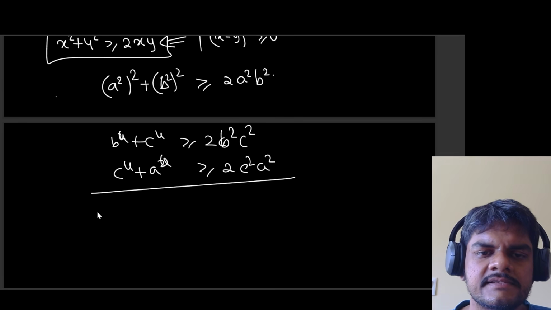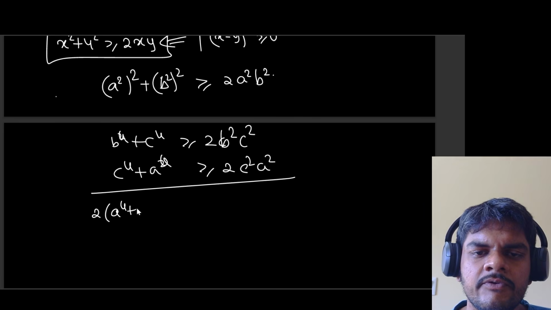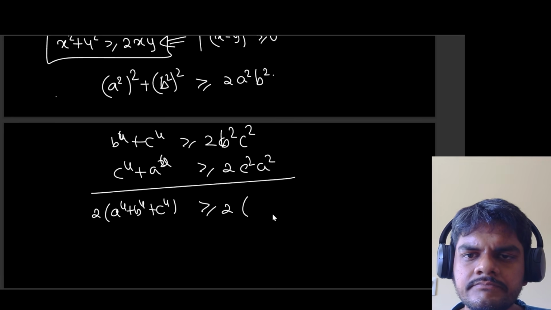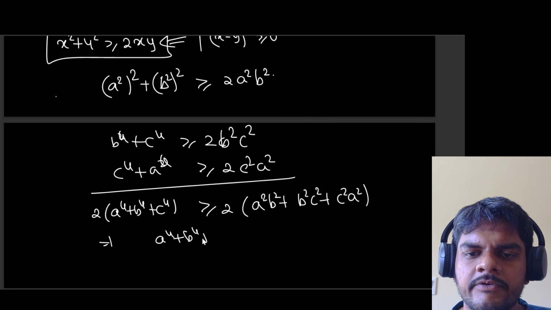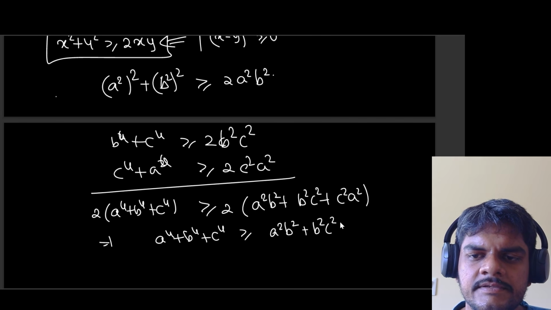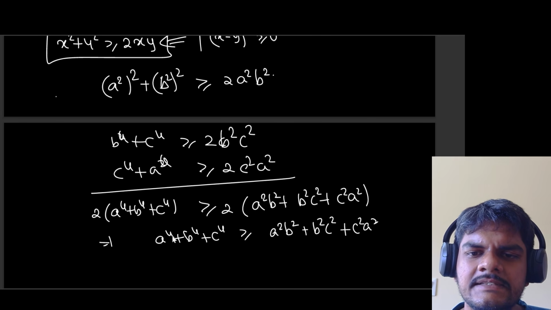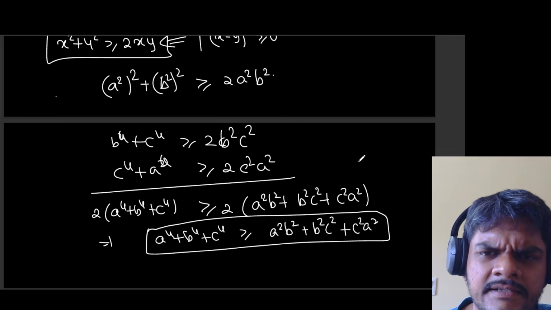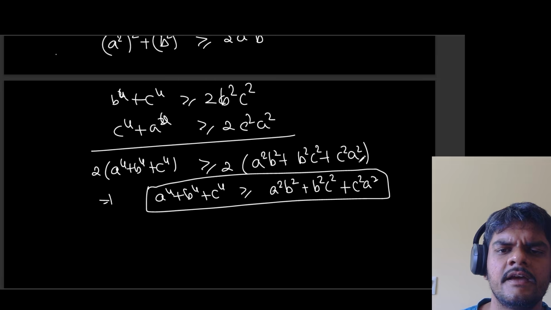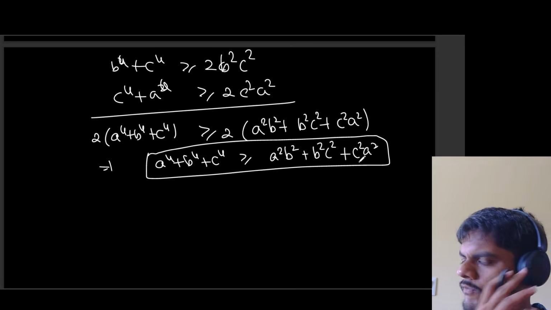Now if I add all this, you'll see that this is 2 times a power 4 plus b power 4 plus c power 4 is greater than or equal to 2 times a square b square plus b square c square plus c square a square. So that will be implying that a power 4 plus b power 4 plus c power 4 is greater than or equal to a square b square plus b square c square plus c square a square. This is kind of like the Cauchy-Schwarz inequality. I think it is very similar to the Cauchy-Schwarz inequality. Anyways, so what do we have?